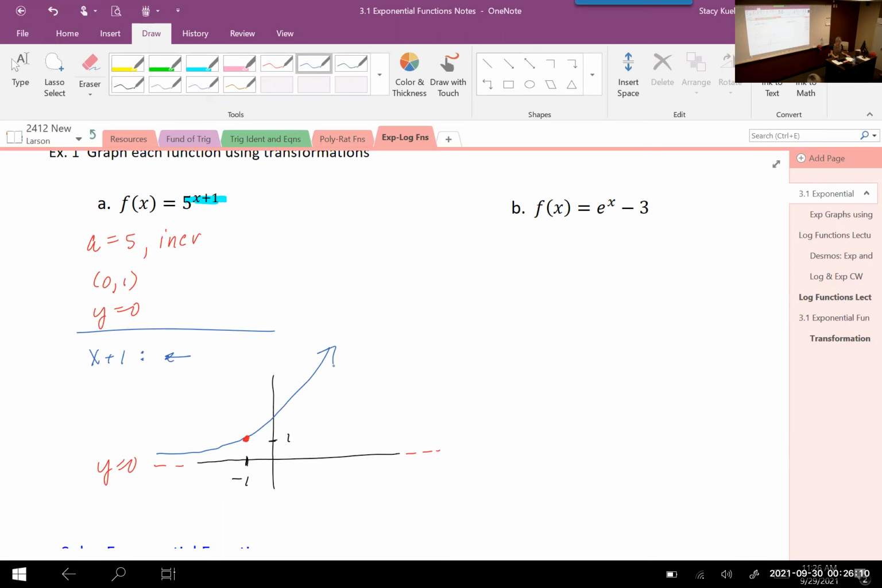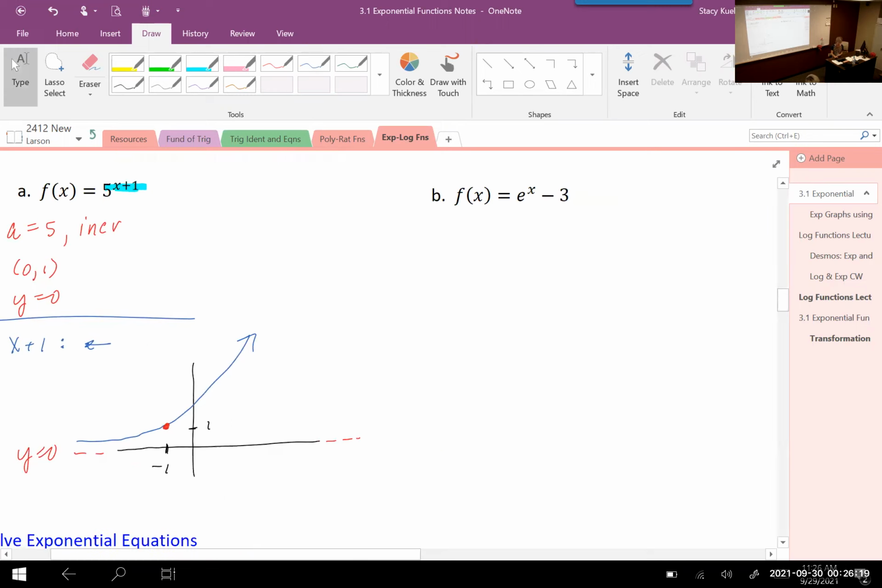So let's look at this next one over here. The function e to the x minus 3. So I have a base e. I also know that that exponent is positive, so this is increasing. I have that original y-intercept at (0, 1). I have a horizontal asymptote at y equals 0. Those are the characteristics of this base function.